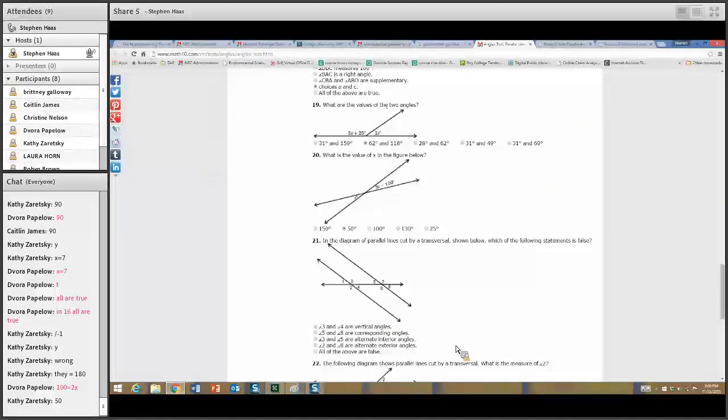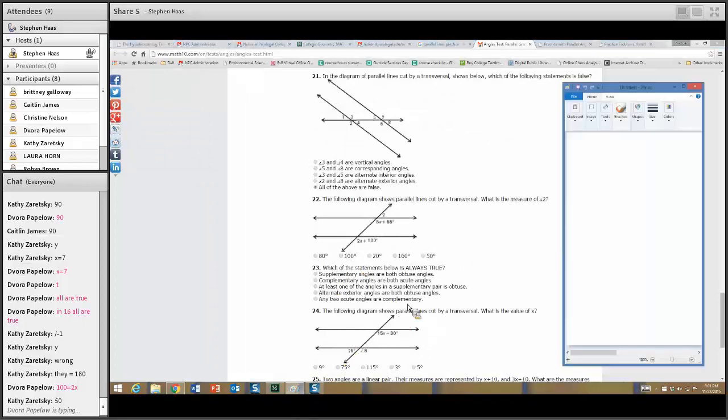Diagrams cut by the transversal. Okay, which of the following statements is false? 3 and 4 are verticals? That's false. Right? They're supplementary. They're a linear pair. 5 and 8 are corresponding? That's false. They're verticals. 3 and 5 alternate interiors? They're consecutive, so all these are obviously going to be false.